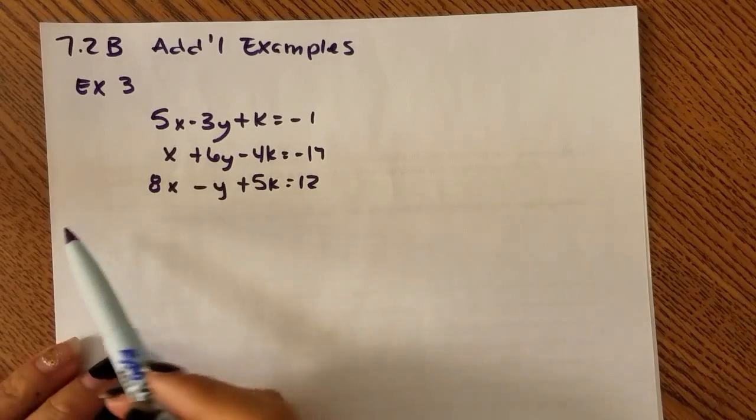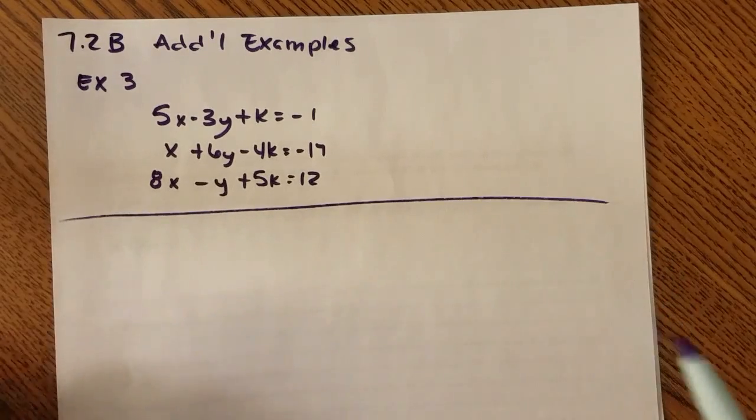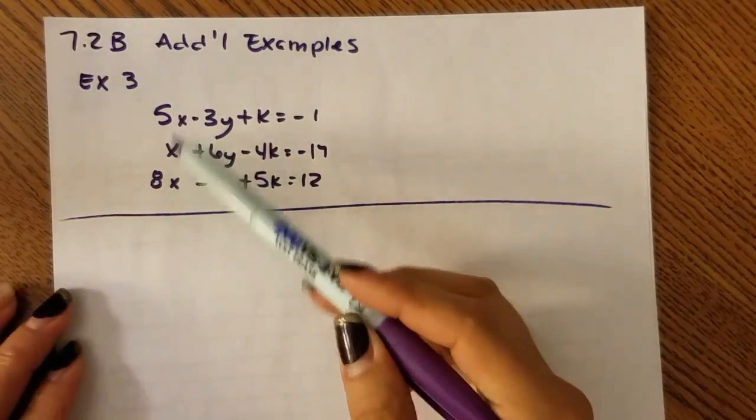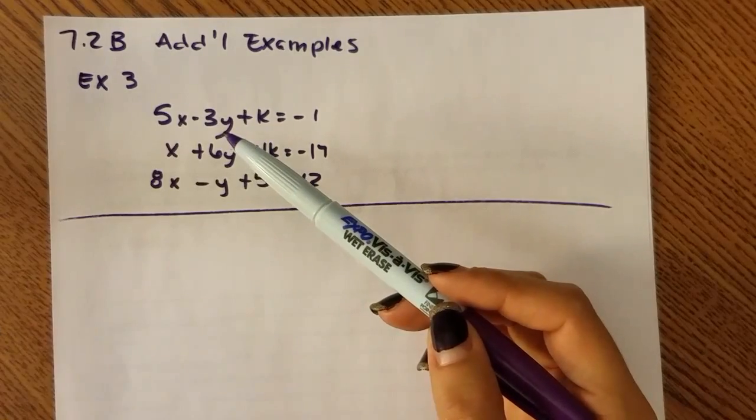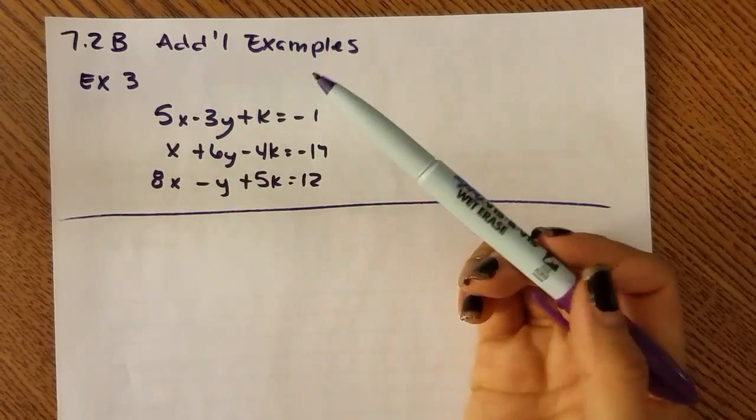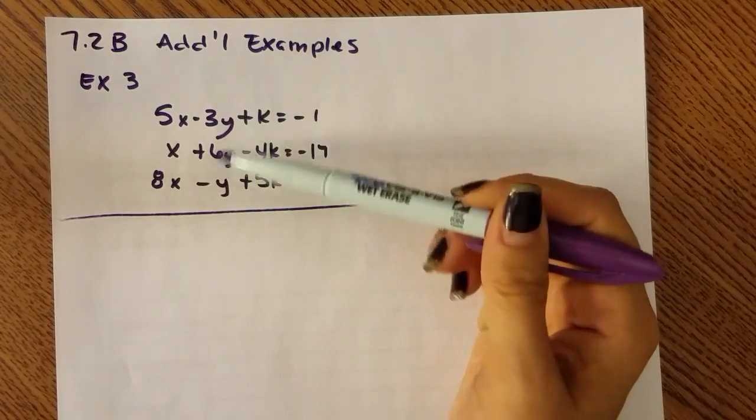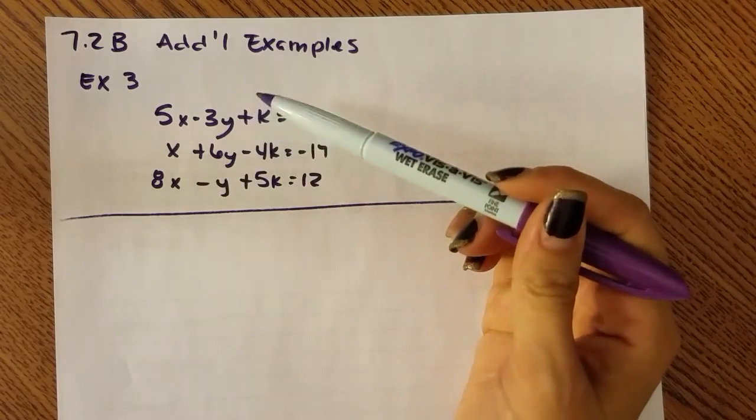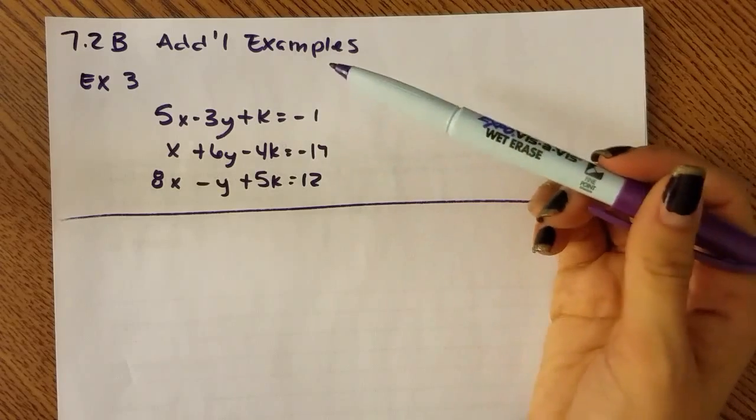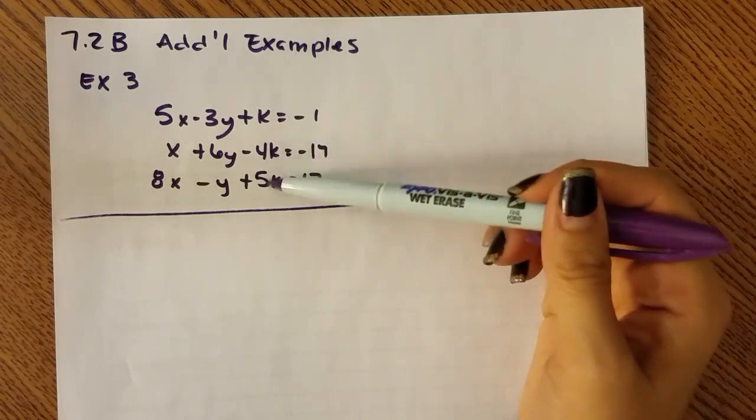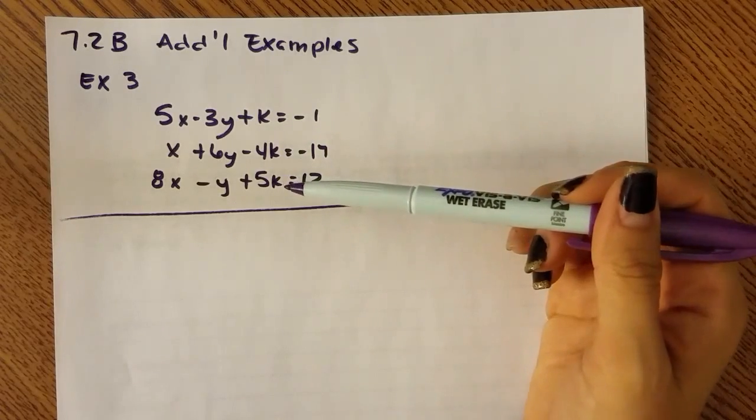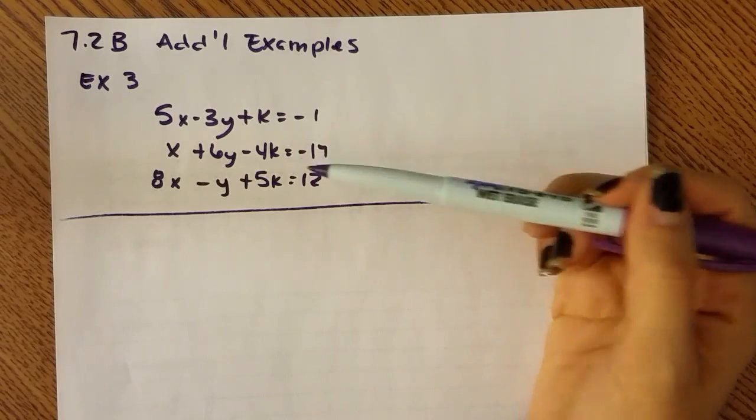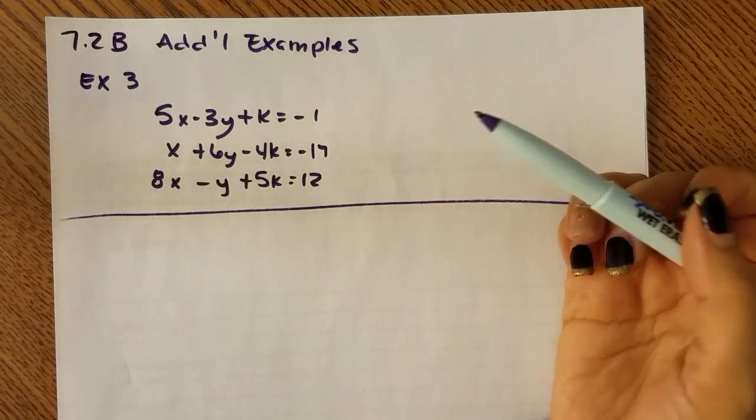So let's get started. Remember, the first thing you need to do is pick 2 equations and eliminate a variable. So if you go through here, the first thing you want to do is see if you have any that are already set up for you. So the x's, no bueno. The y's, we have some opposite signs here that we could choose to eliminate, but none of them have the same coefficient. Same thing with the k's. We have some opposite signs here that you could choose to eliminate, but you're still going to be multiplying by something because they don't have the same coefficient.